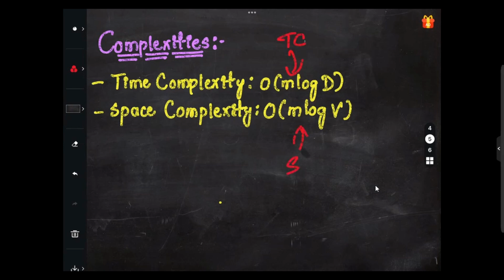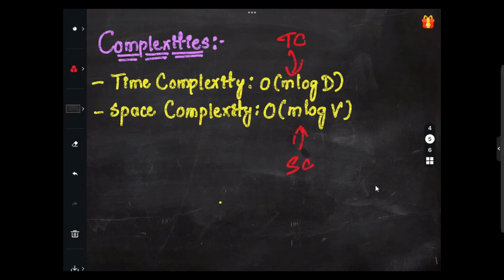So what would be the space complexity here? The space complexity would lead to big O of m plus v, because we have to store all the edges and the vertex degree information, right? Where v is nothing but the number of distinct cities. So the time complexity and the space complexity for the code that we'll be writing would be big O of m log d and big O of m plus v respectively.